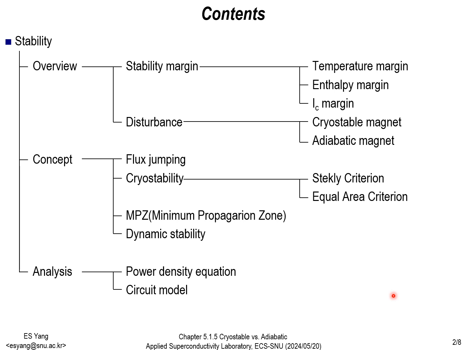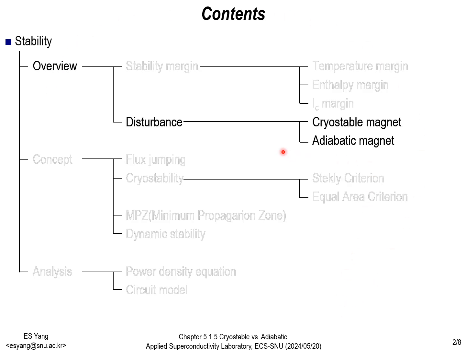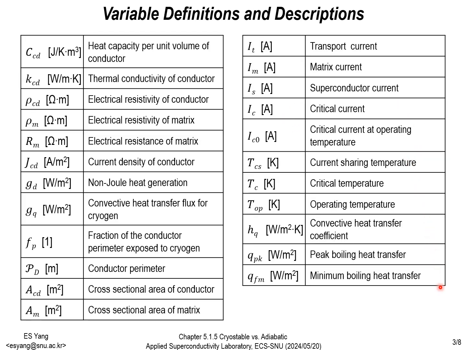First, here is the table of contents. The overall content of stability is as follows. In this session, I will explain what cryostable magnets and adiabatic magnets are. The overall variable definitions and descriptions used in the stability part are as follows.